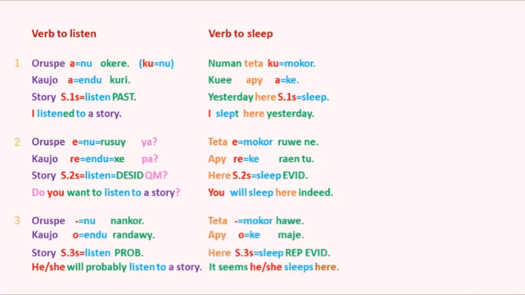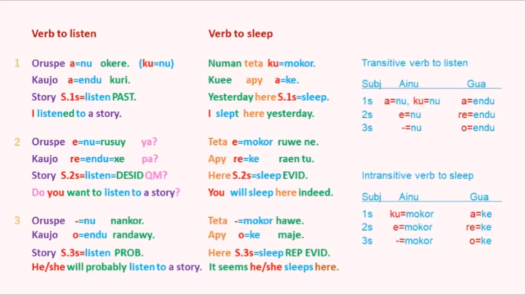3. Teta mokor hawe. Apuo kemanje. It seems he sleeps here. Mokor, oke is for the third person. He or she sleeps. Hawe, manje is reported evidence. What people said. What you have heard. So, teta mokor hawe apuo kemanje. It seems he or she is sleeping here.